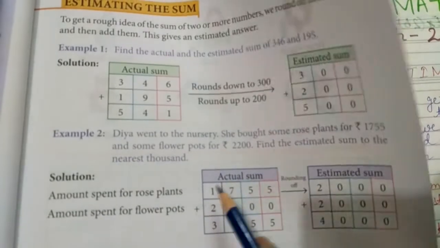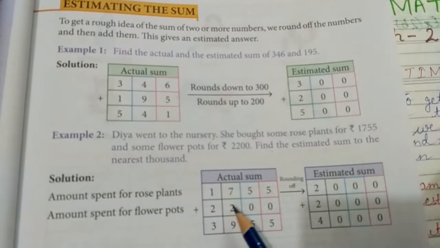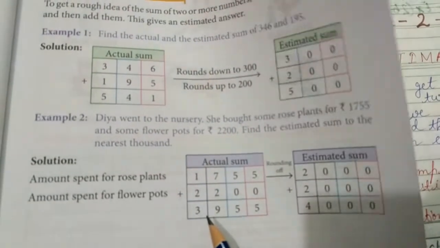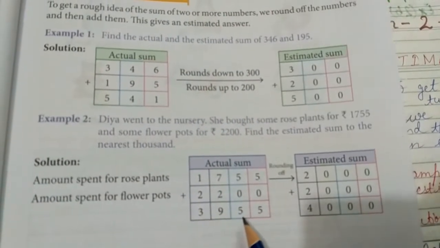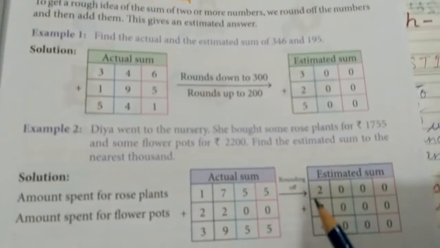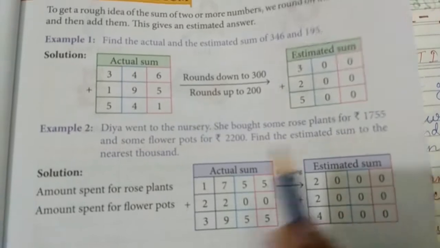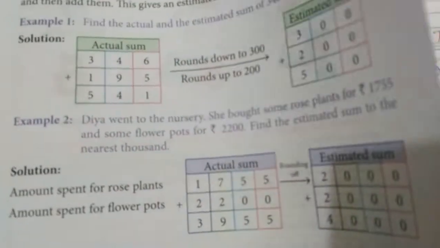First was the rose plants and second was the flower pots. So what was the actual sum of money? That is 3955. Now the question is asking to find the estimated sum to the nearest thousand.